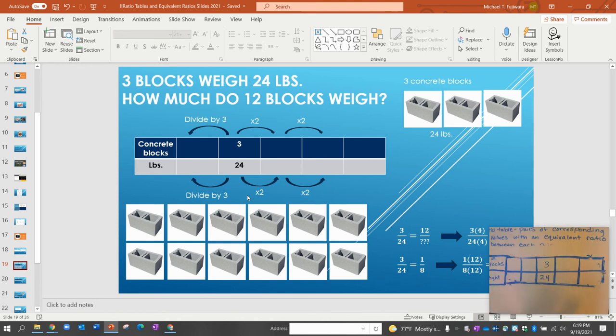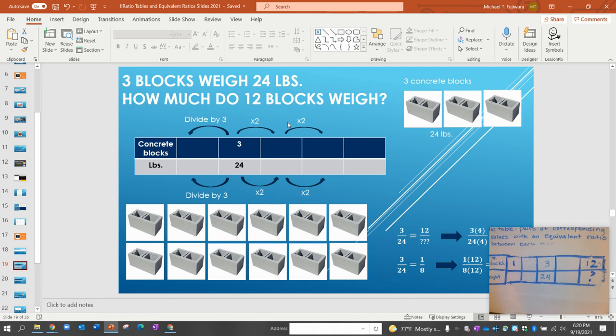Okay, well, if 3 blocks weigh 24, one strategy would be to figure out how much 1 block weighs. And that would help you figure out what 12 blocks weigh. Or if you were using the same strategy that we covered in the last example, you can multiply up to find the 12. So what do we want to know is, we want to know this number, how much 12 blocks weigh, or how much 1 block weighs.